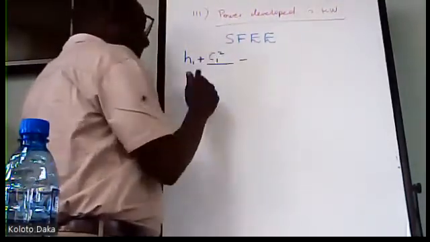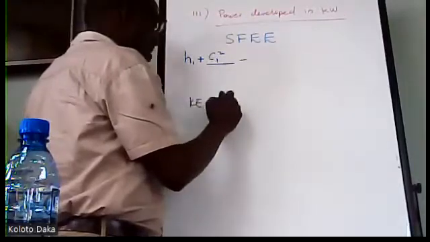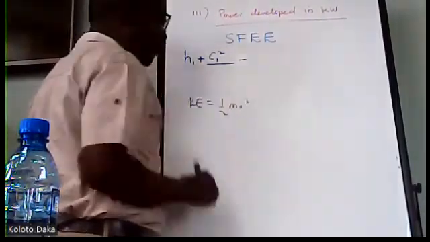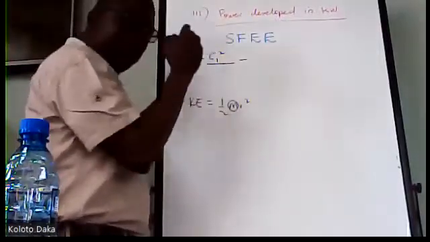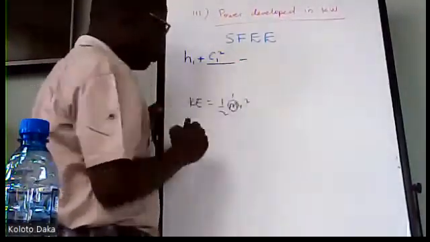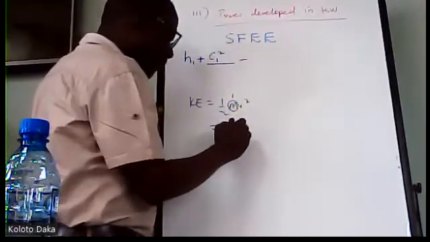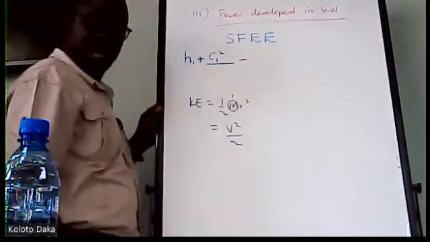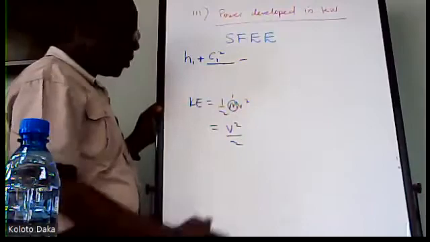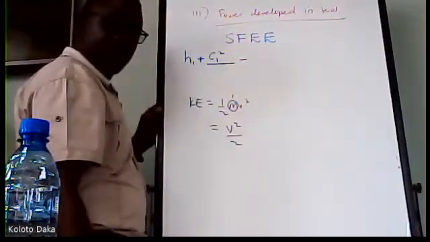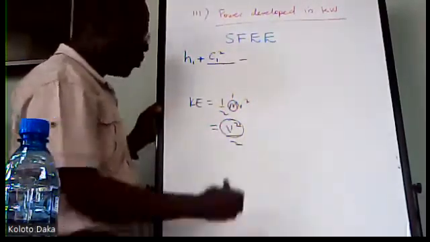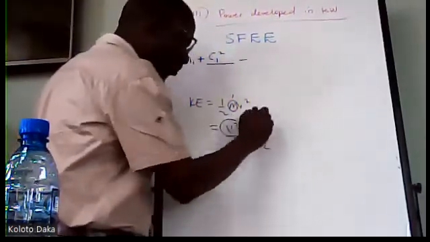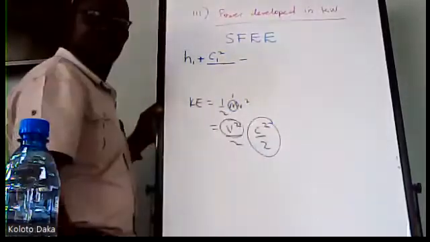What is happening here is kinetic energy. What is kinetic energy? Half m v squared. But because the mass is specific, meaning 1 kg, this becomes v squared over 2. We don't use v because v is used for specific volume, so you see c squared over 2. That's where it comes from.